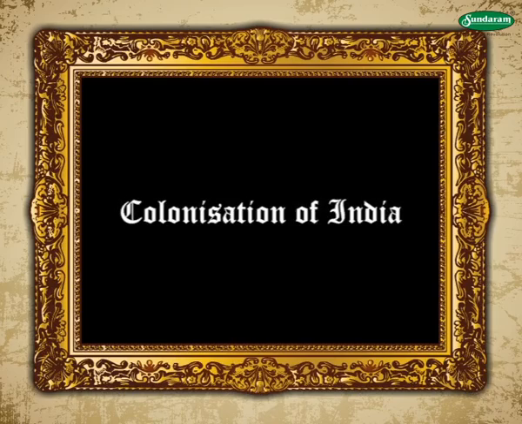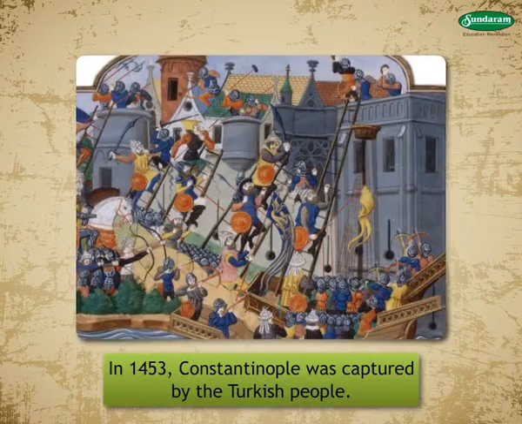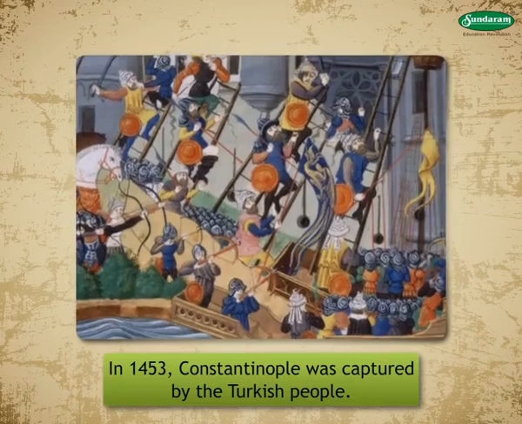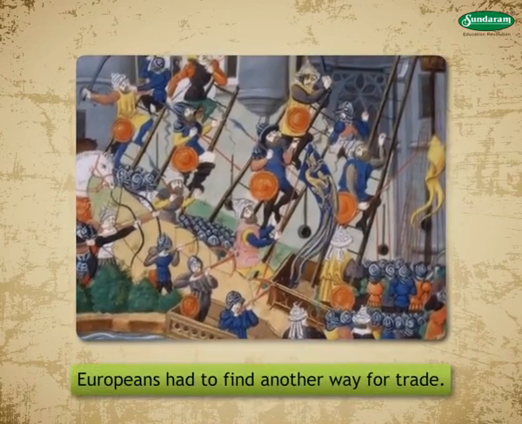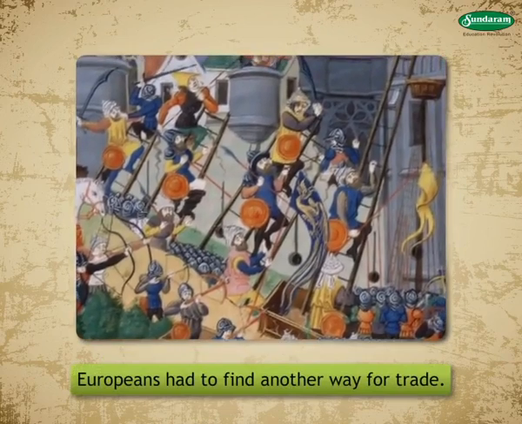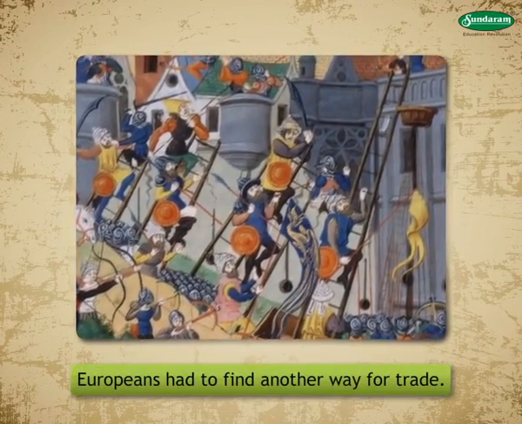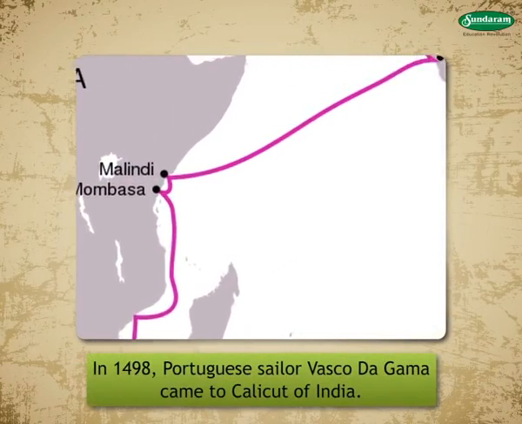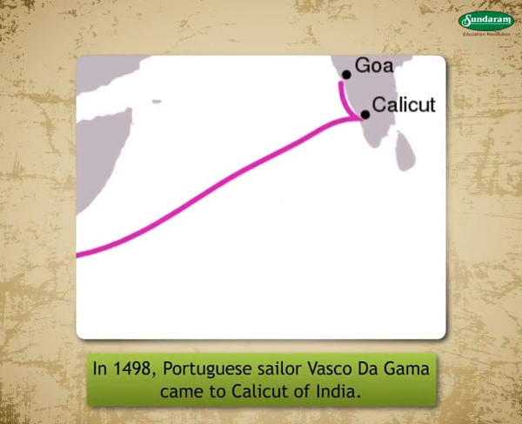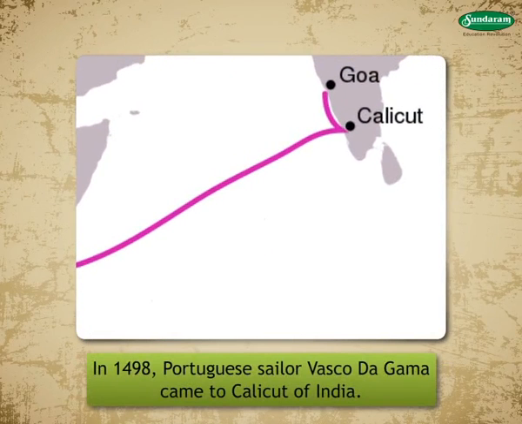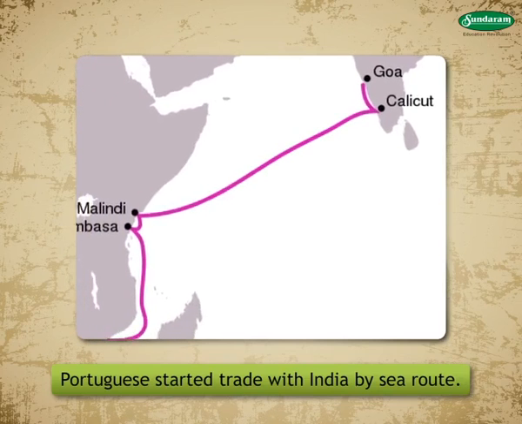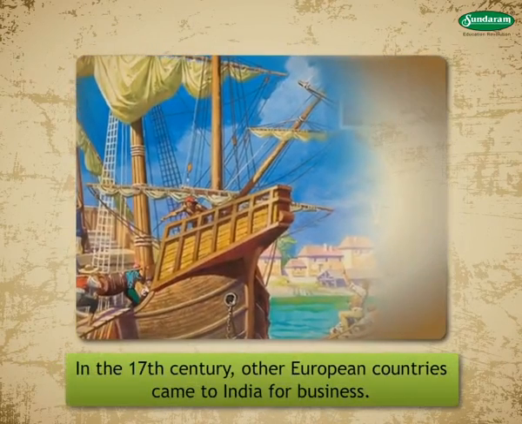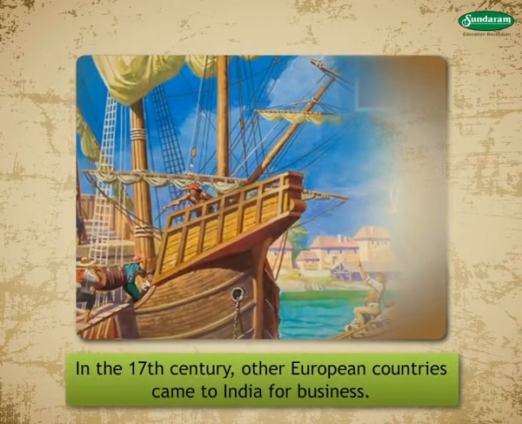Colonization of India. In 1453, Constantinople was captured by the Turkish people. So Europeans could not go to the eastern countries by land and had to find another way for trade. In 1498, Portuguese sailor Vasco da Gama came to Calicut of India. Portuguese started trade with India by sea route. In the 17th century, other European countries came to India for business.